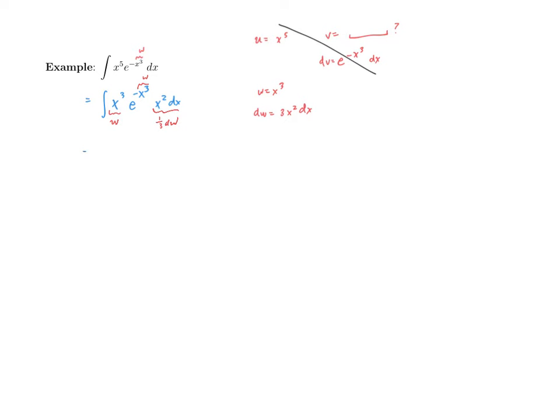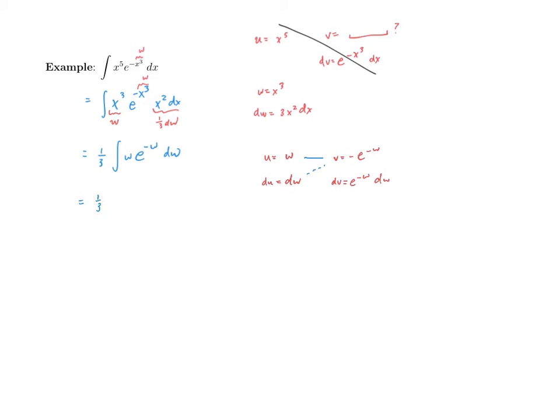So it looked a bit more difficult to get started, but we have a 1/3 that pulls out, and we're integrating w e to the minus w. And this is a good feeling part of the problem because this is a standard form that we know integration by parts will work well. So using integration by parts, we would want to let u be w and dv e to the minus w. So du is dw, v is minus e to the minus w.